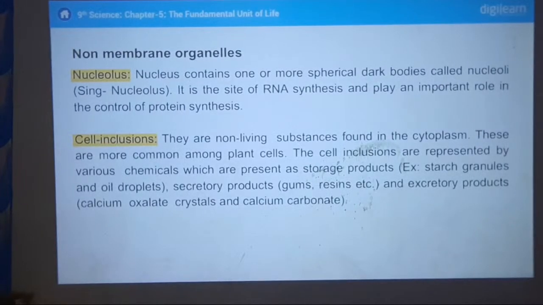Cell inclusions. They are non-living substances found in the cytoplasm. They are more common among plant cells. The cell inclusions are represented by various chemicals which are present as storage products, for example, starch granules and oil droplets, secretory products, for example, gums, resins, etc., and excretory products, for example, calcium oxalate crystals and calcium carbonate.